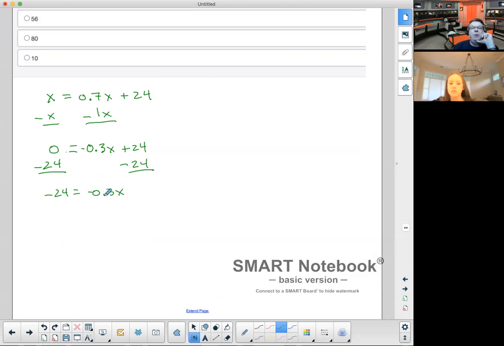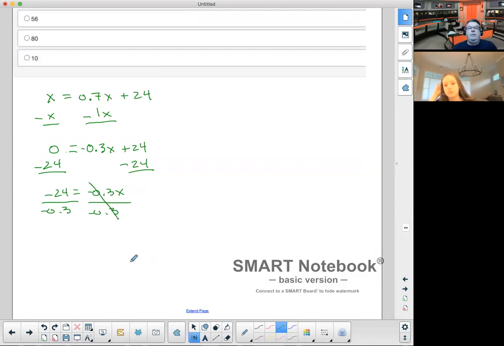This is negative 0.3 multiplied by X. So to undo the multiplication, we have to divide it. There you go. Divide both sides by negative 0.3. And then these cancel. That's the whole reason we do that.